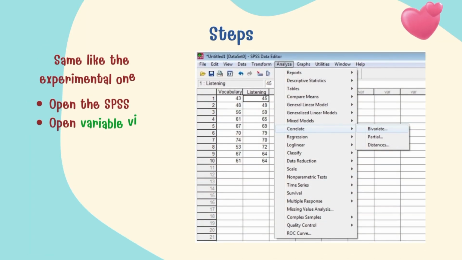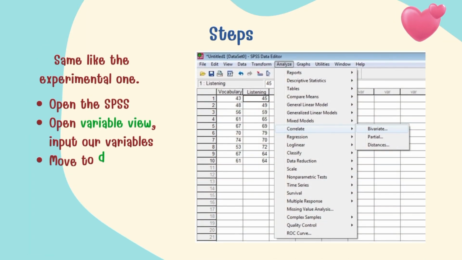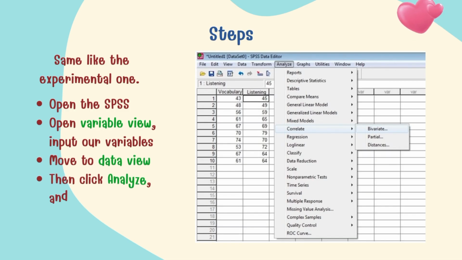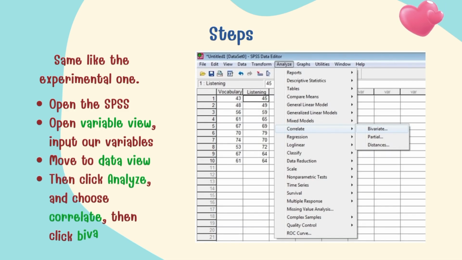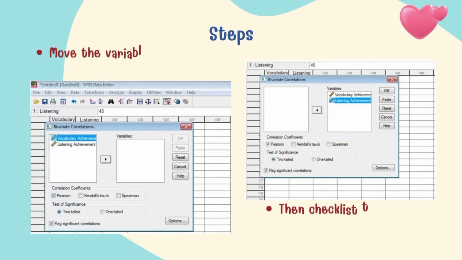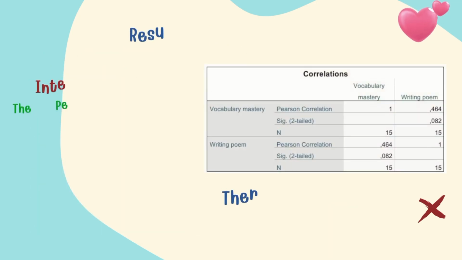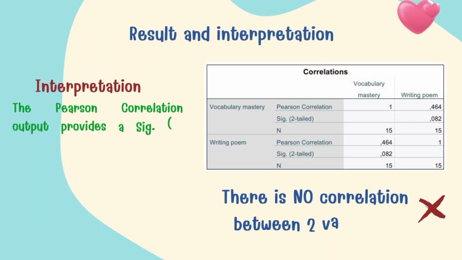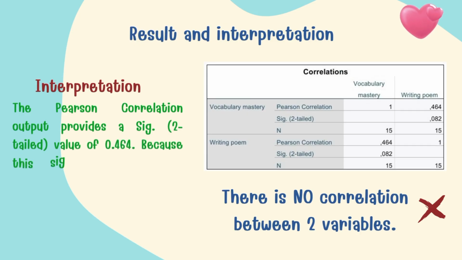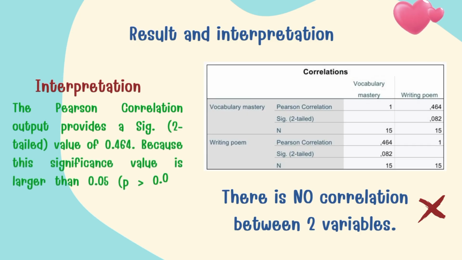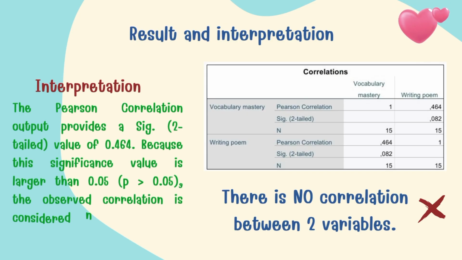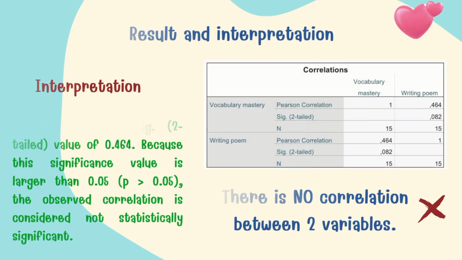For this step, same as the experimental one, after we input the variables and also input the data, then we need to click Analyze, then choose Correlate, then click Bivariate to move to the next steps. Then we have to move the variables into the right box and check the Pearson one. And now we got the result from our test and we have to make the interpretation based on the result of the test. Based on the output, we can conclude that there is no correlation between two variables.